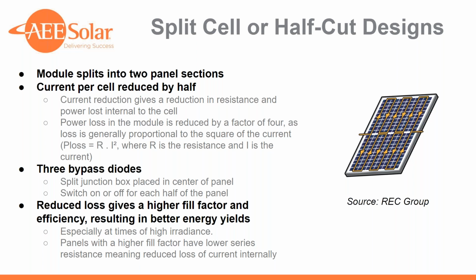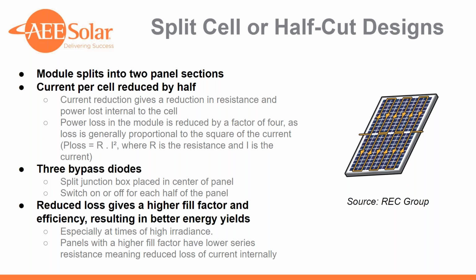Doing that does a couple things. We're reducing the current in each cell by half, and remember from your engineering days or your handy cheat sheets that power loss is a function of current. So the loss in the module is reduced by a factor of 4 because the loss is equivalent to R times I squared, where I is the current. So you get a big decrease in losses by halving the current.